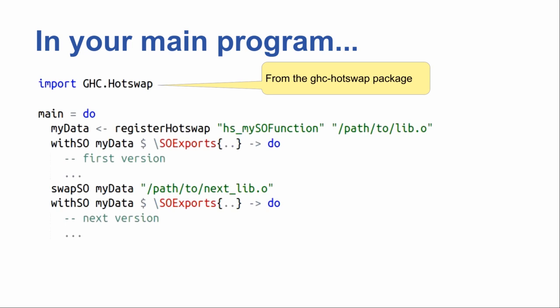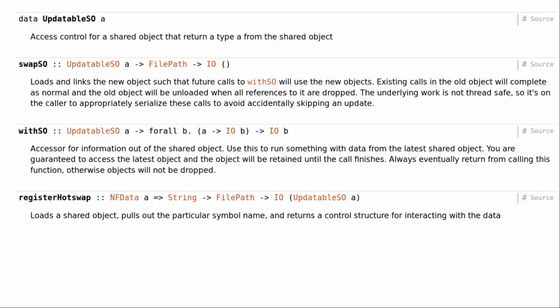Okay, that's half the story. So later on, I want to swap in a new version of the code. So I say swap SO with the myData handle, and I pass it the new file path to the new version of the object. And now, again, I can use with SO, and I can use the new version. All right, that's pretty much the whole API that I've shown you there. Cool. So here it is again.